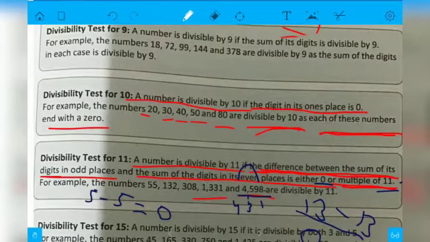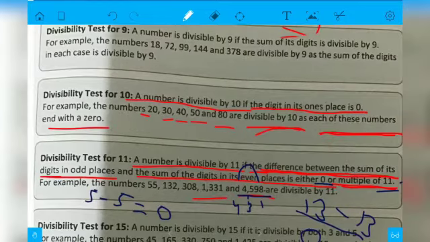Now for the divisibility test for 15, I haven't told you in the live lecture, because this is very easy. 15 is a multiple of 3 and 5 both, so if a number is divisible by 3 and 5 both, and you know the property of 3 and 5: if the sum of the digits is divisible by 3, then the number itself is divisible by 3, and if the unit place value is either 0 or 5, then the number is divisible by 5. So if both conditions apply, then the number will also be divisible by 15.